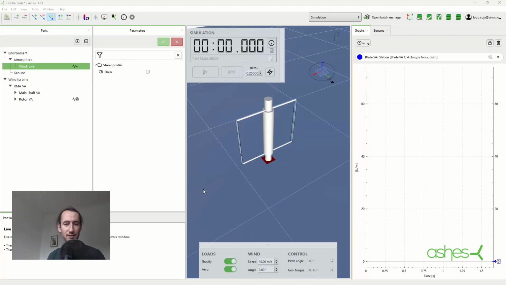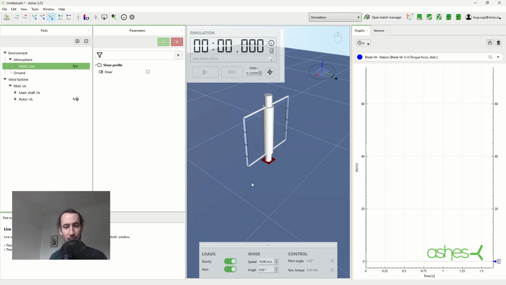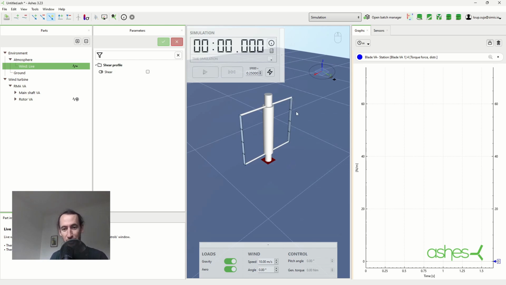This video is about something that is probably very obvious to anyone that has worked with vertical axis wind turbines, but was definitely not for me. We're going to look at this two-bladed wind turbine, and we're going to look at the torque, the distributed torque on this blade, or the torque force. So, you know, the force that is pulling the blade around.